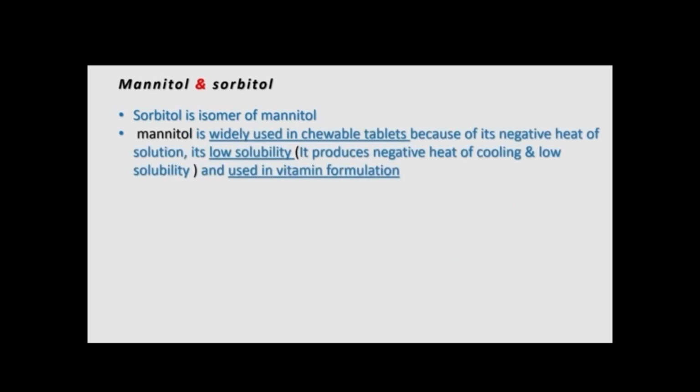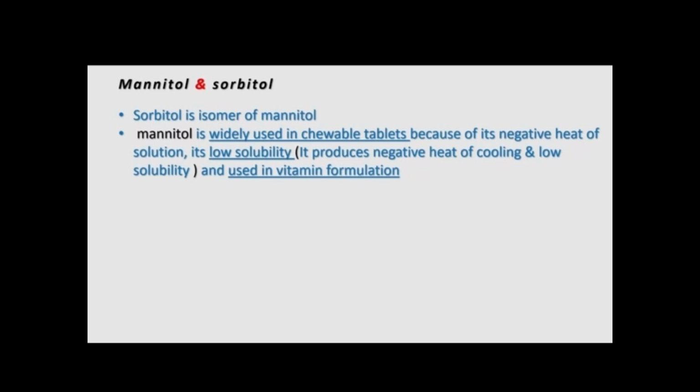Next, mannitol and sorbitol. Mannitol and sorbitol are like twin sisters or twin brothers because sorbitol is an isomer of mannitol. When we change the place of a certain group in the mannitol structure, it is converted into sorbitol. Mannitol is widely used in chewable tablets because it produces a negative heat of solution. That means it absorbs heat in the mouth and produces a cooling effect.